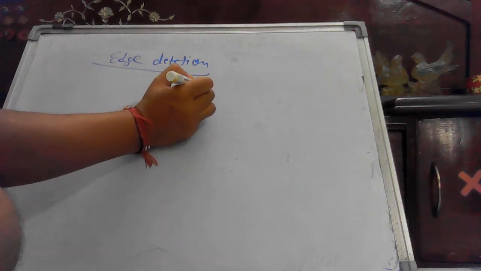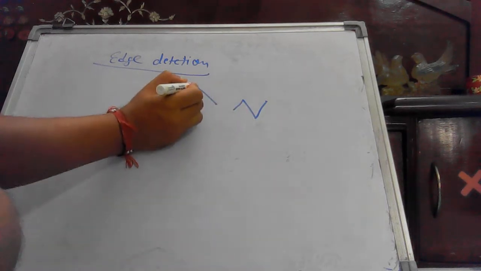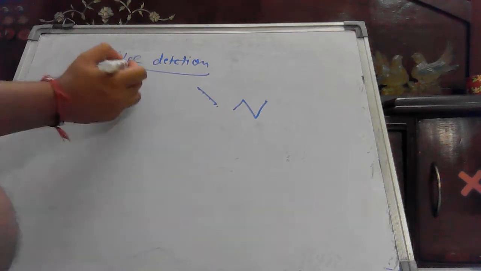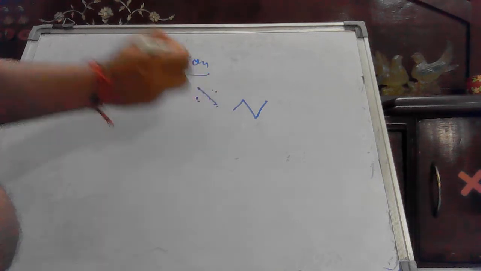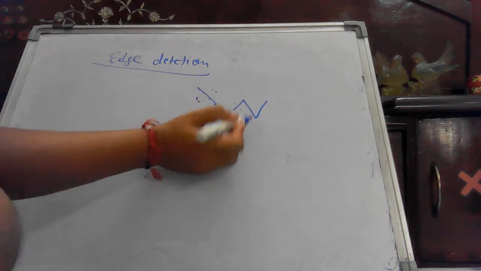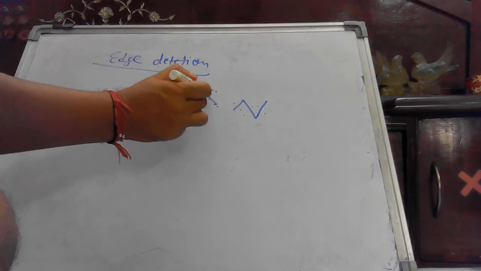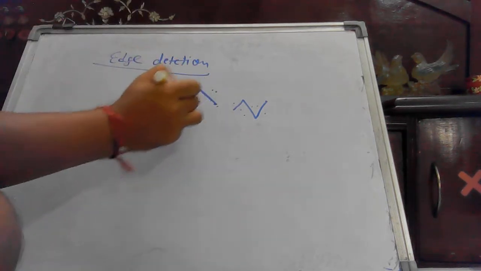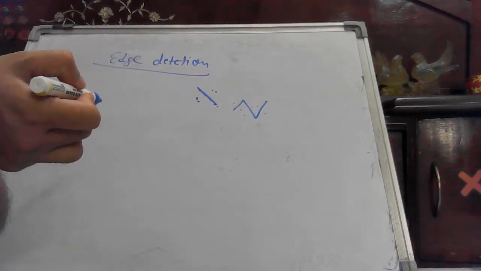So let's say this is an edge. These are the edges of my images. So it's a set of connected pixels. What is an edge? An edge is a set of connected pixels that lie on the boundary between two regions. Let's say this region, this region, this region. So an edge is a set of connected pixels. All these pixels are connected, and they lie on the boundaries between the two regions.